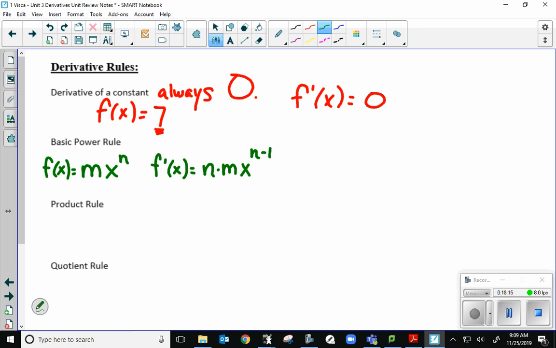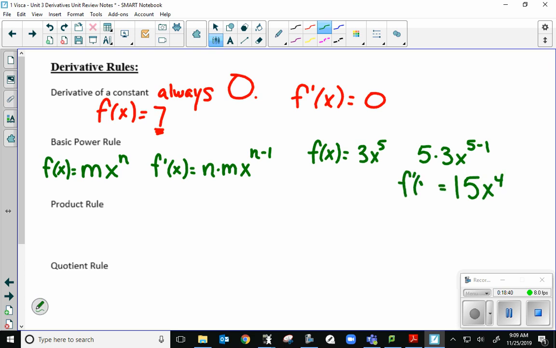That's it. So for example, if I have f of x equals 3x to the 5th, I take my 5, bring it down front and multiply it times my 3x to the 5th, but I subtract 1 from that exponent. So I end up with 15x to the 4th as the derivative. Okay, simple enough.